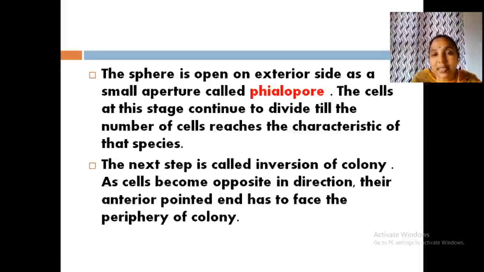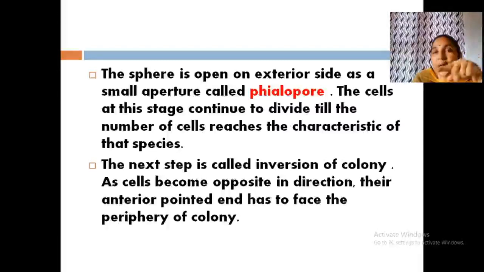The cells at this stage continue to divide until they form the maximum number of cells. Each species of Volvox has a particular number of cells. So when it reaches that number, it will stop its division. Okay. Now, first the gonidia divides into 2, then into 4, then 8.